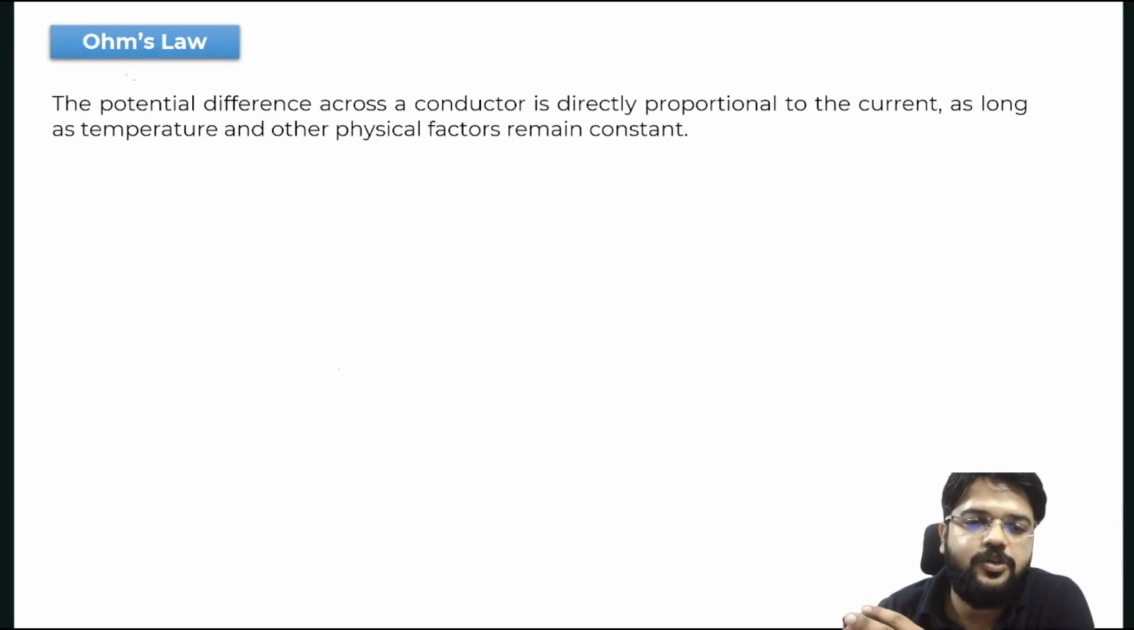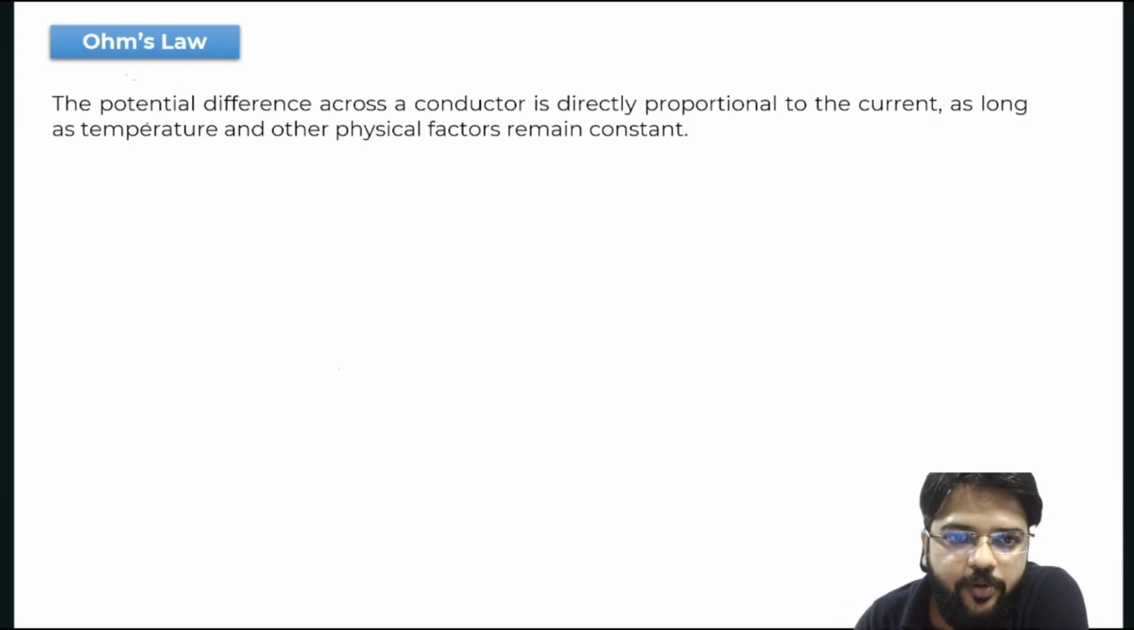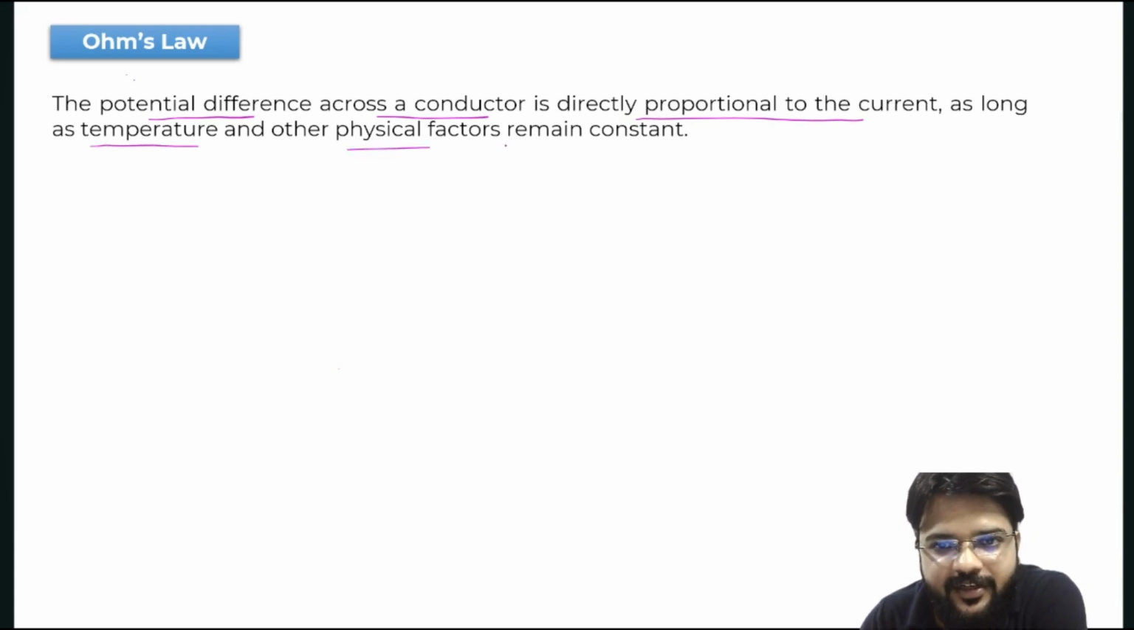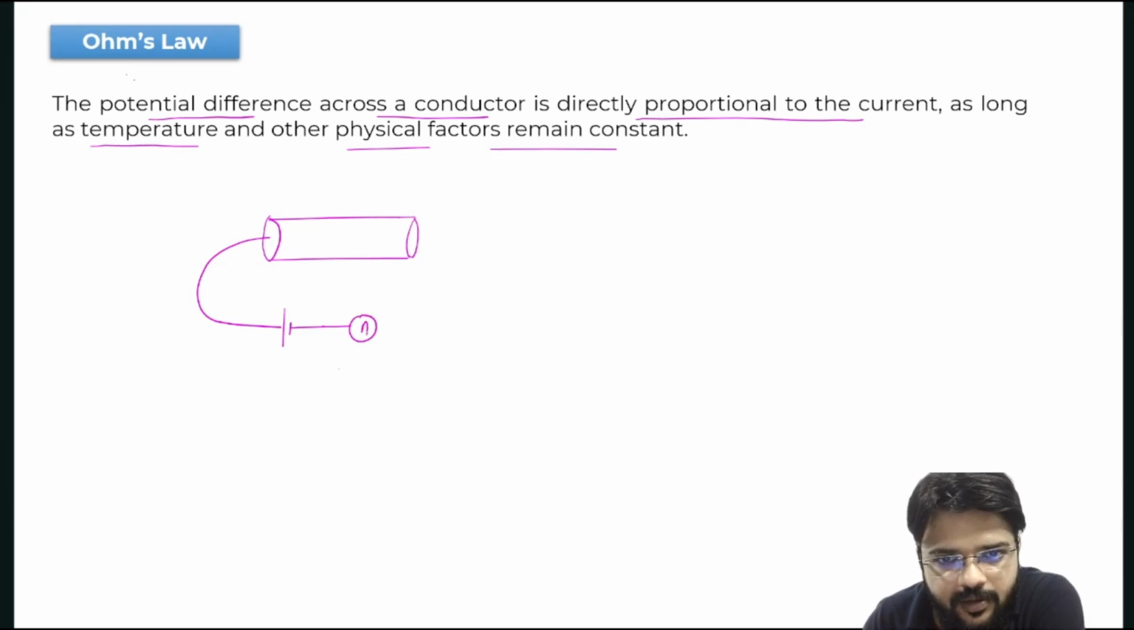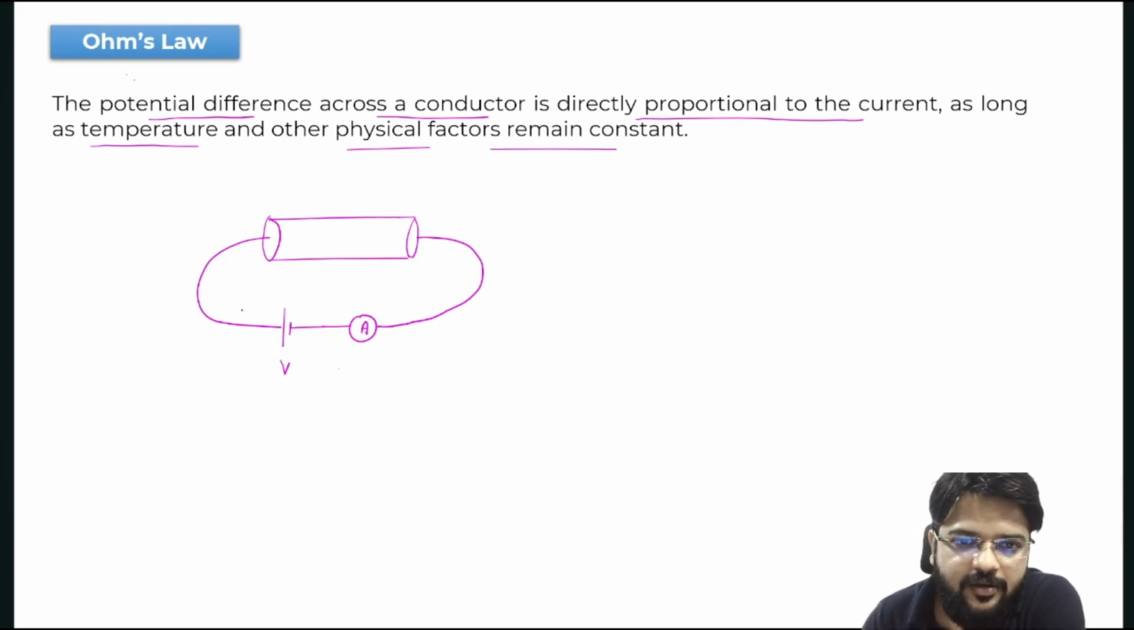Now let's see next topic, Ohm's law. What is the statement of Ohm's law? The potential difference across a conductor is directly proportional to the current as long as temperature and other physical factors remain constant. All right. So let's suppose we have one conductor and connect this conductor with one battery, and connect one ammeter also. And the potential difference of the battery is V. All right. Let's suppose I current is flowing in the circuit.